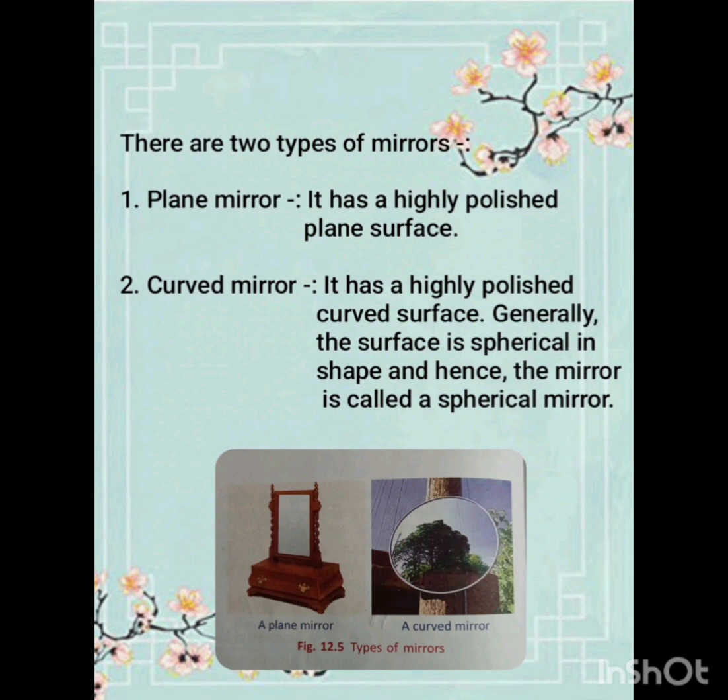Students, there are two types of mirror. First is the plane mirror. A plane mirror has a highly polished plane surface. Second is the curved mirror. Children, a curved mirror has a highly polished curved surface. Generally, the surface is spherical in shape and hence the mirror is called a spherical mirror.